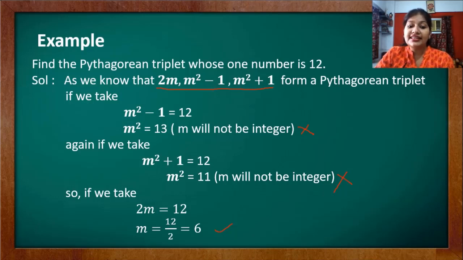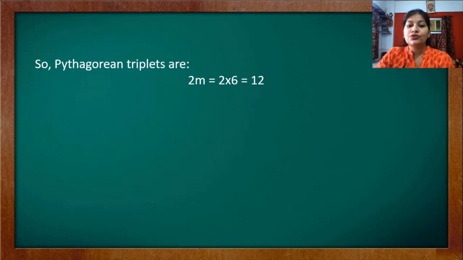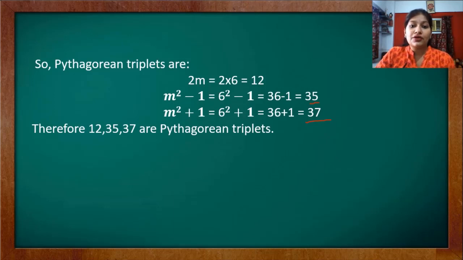Why did I do these three steps? To get the value of m. Now I have to form the three terms of the triplet. So the Pythagorean triplet is 2m equals 2 into 6. Now I have got the value of m, so just put the value of m in all three terms. The first is 12, m square minus 1 is 35, and the third one is 37. So 12, 35 and 37 make a Pythagorean triplet. These types of questions will be asked to you in the examination.